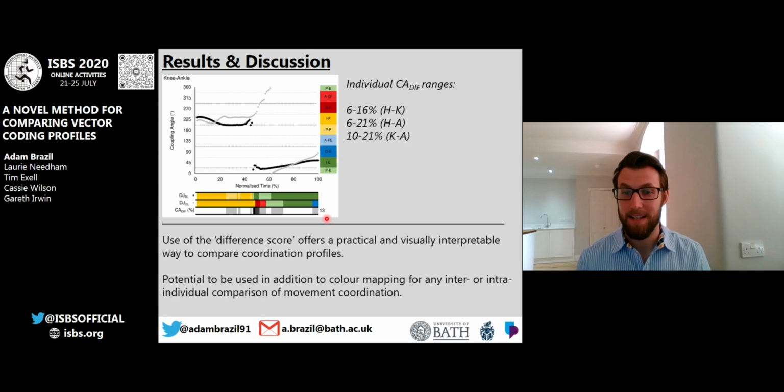So although an initial exploration, it does seem that using a difference score offers a practical and visually interpretable way to compare coordination profiles, in addition to novel techniques such as colour mapping, which can be really useful when trying to understand how different tasks influence coordination patterns from a coaching perspective, a physical preparation, or even rehabilitation perspective.